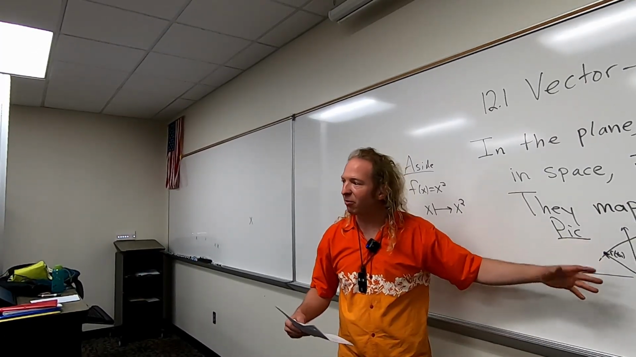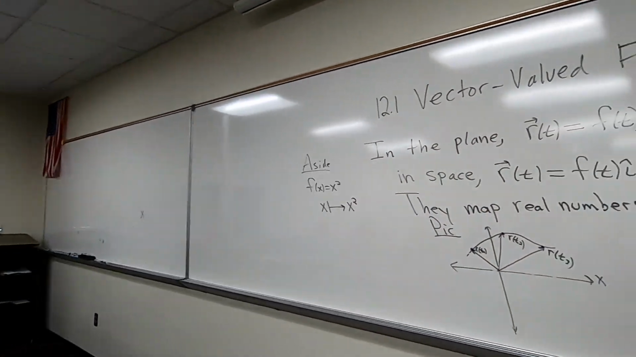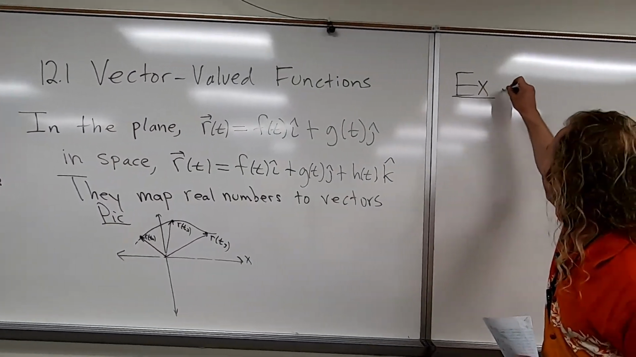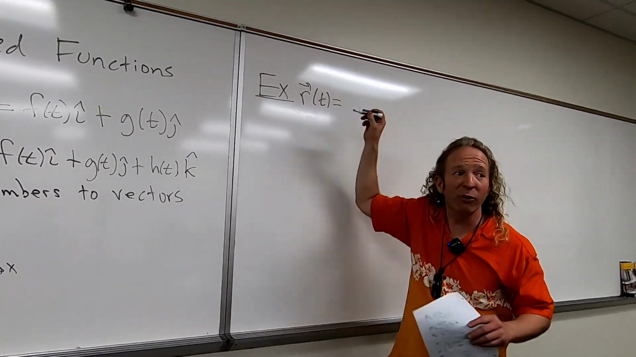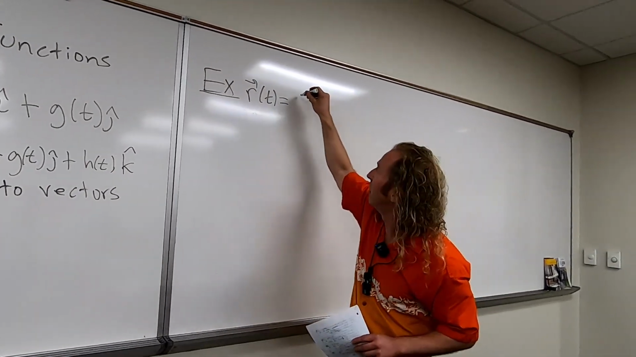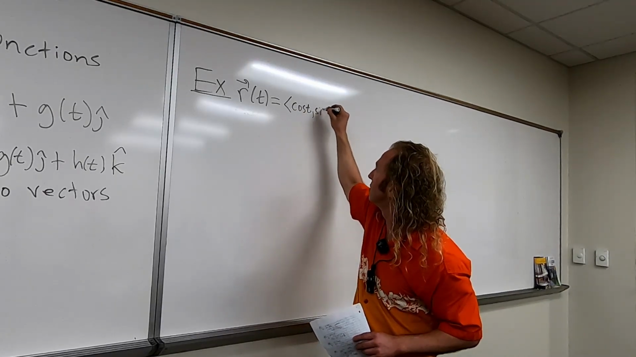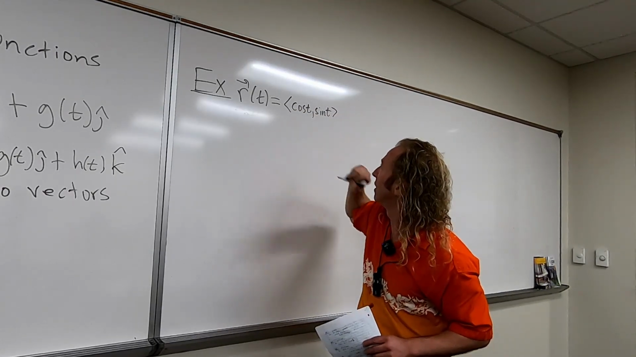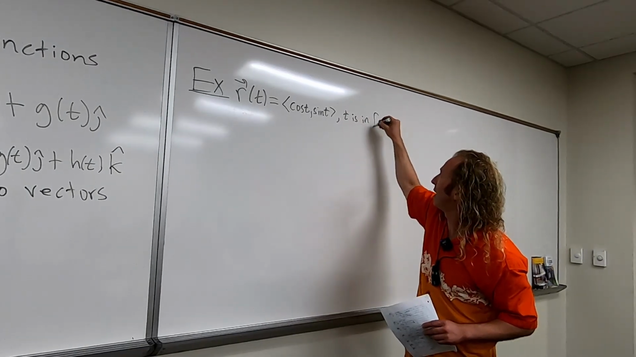A classic example, which I wasn't going to do because it's not in my notes, but here's a simple one. It's probably one of the most important vector valued functions. Why not? Let's deviate, learn some stuff. I'm going to write it in component form to be different. It's angle bracket cosine t, sine t, where t is in 0 to pi.